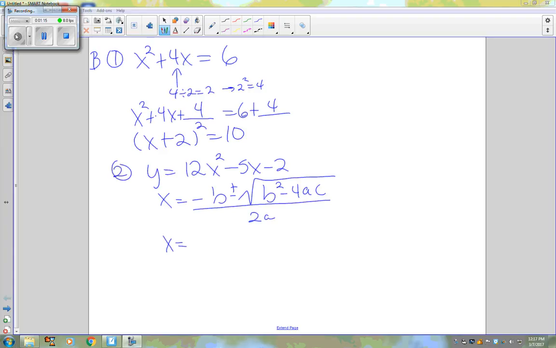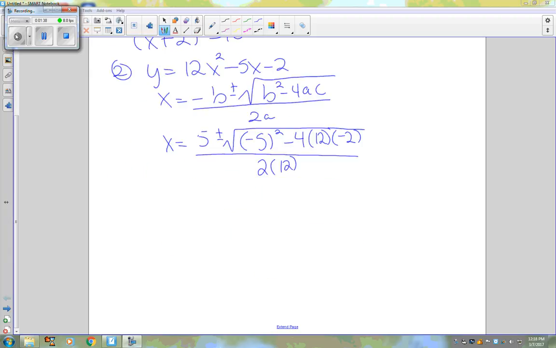So x is the opposite of b. B is negative 5. The opposite is 5 plus or minus the square root of b squared. That's negative 5 squared. Make sure you have parentheses around that. Minus 4 times a, which is 12, times c, which is negative 2. And that's all over 2 times a, which is 12.